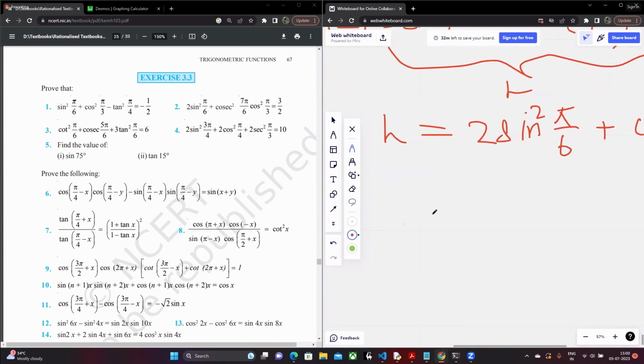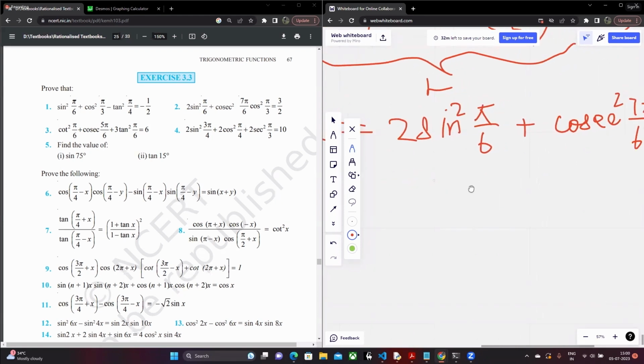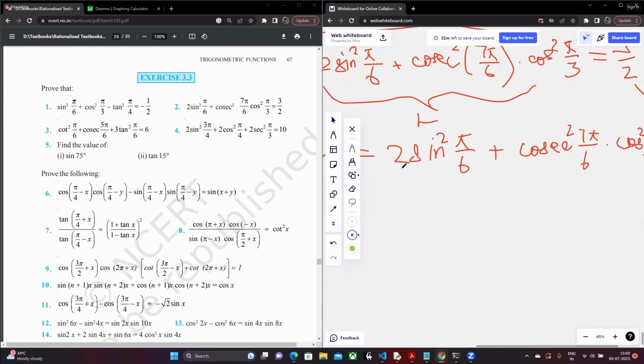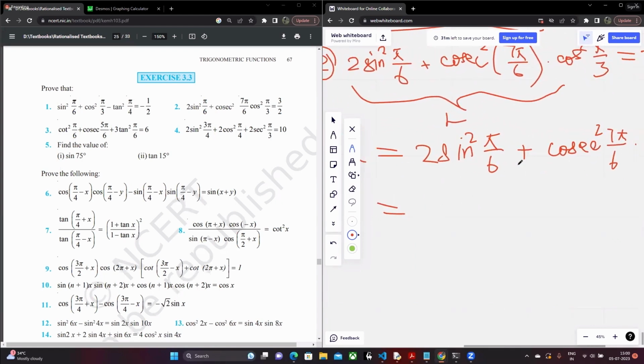Again, sorry for my board work, but I don't have a tab ready for the mouse. Substituting the values of these standard angles: sine pi by 6, as you all know, as I stated earlier in the first question, is half. I'm going to reduce a step and write that half squared is 1 by 4, and 2 into 1 by 4 is basically 1 by 2.